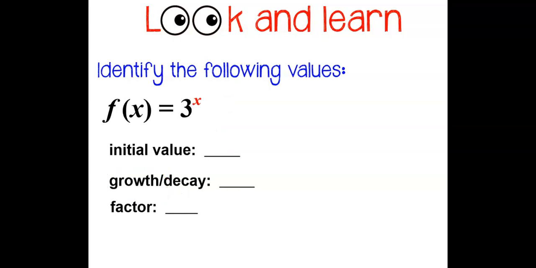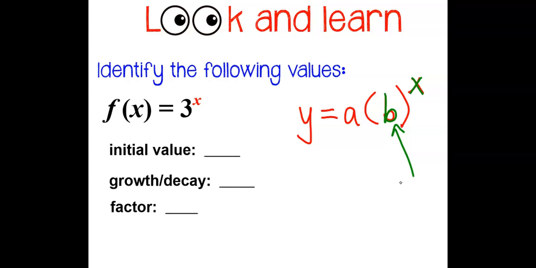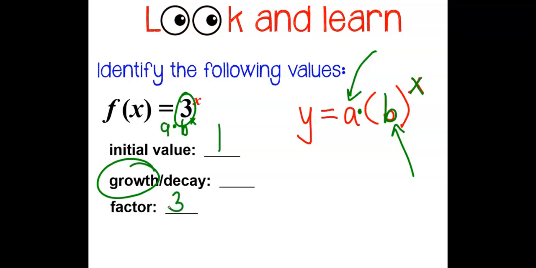In this example, you'll notice that one of the values is missing. If this is the format of an exponential function, then the value that is the base of the exponent is the rate or growth or decay factor. The number outside multiplying that base would be the initial value. In this case, we only have a b and an x. We don't see any a value in front. That means it must be an invisible 1. Because the base, 3, is higher than 1, this is growth, and the factor is 3.